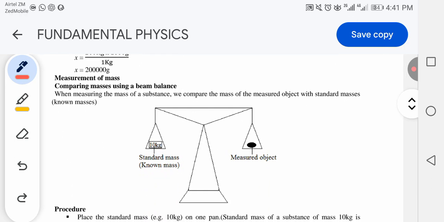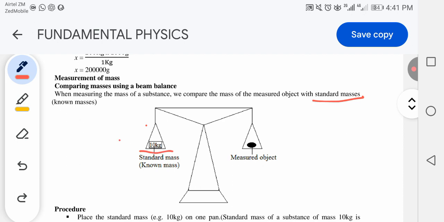So let's look at measurements of mass. How do you measure mass? Comparing masses using a beam balance. This is what you call a beam balance. When measuring the mass of a substance, we compare the mass of the measured object with the standard mass, or in other terms, known mass. They will get a substance whose mass is already known.